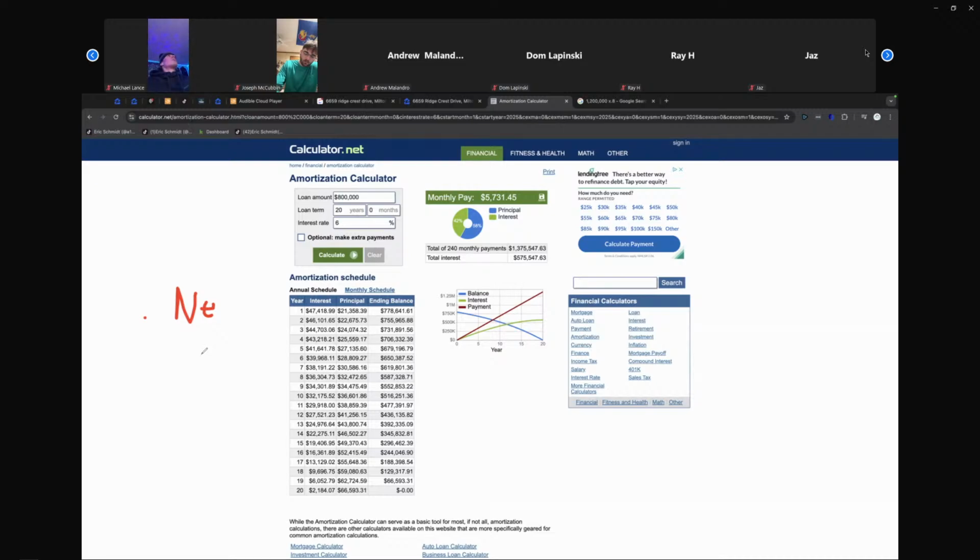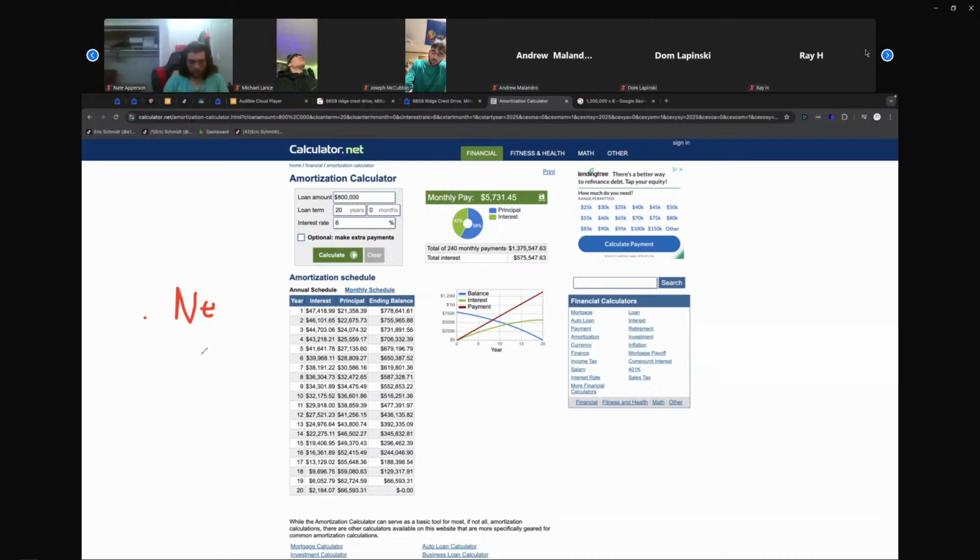So if it makes a net $1,200, somebody do $1,200 times 12 months, and that is our net income for the year. 14,400. And just for knowledge, that's also known as your NOI, your net operating income. So net income is 14,400. Now we divide that by how much cash the investor has in the deal, and that spits out the cash on cash return percentage.